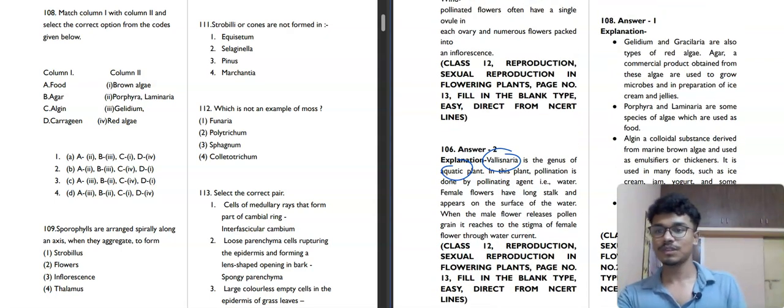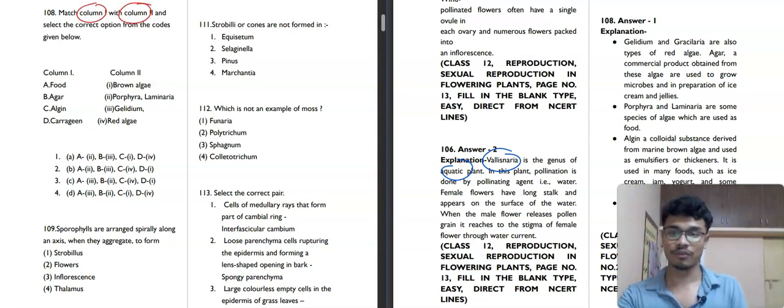Okay. So column first with column second. We have to match column first with column second. Column first is saying food. So what will be the food? Food is, you can see that it is A. Food will be porphyra. Food can be used as porphyra and laminaria. It can be used as food.